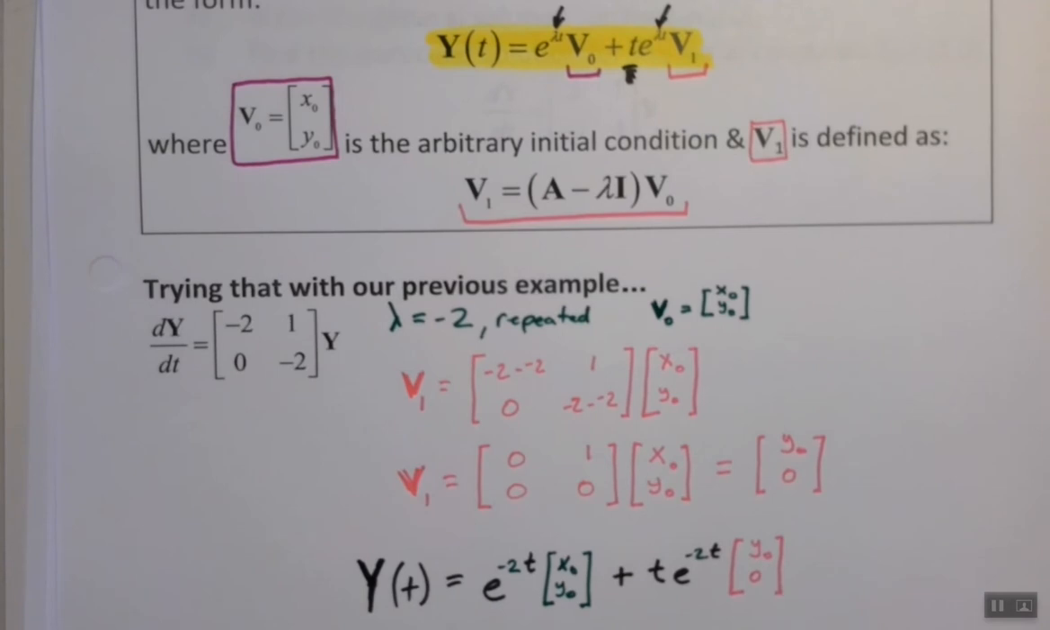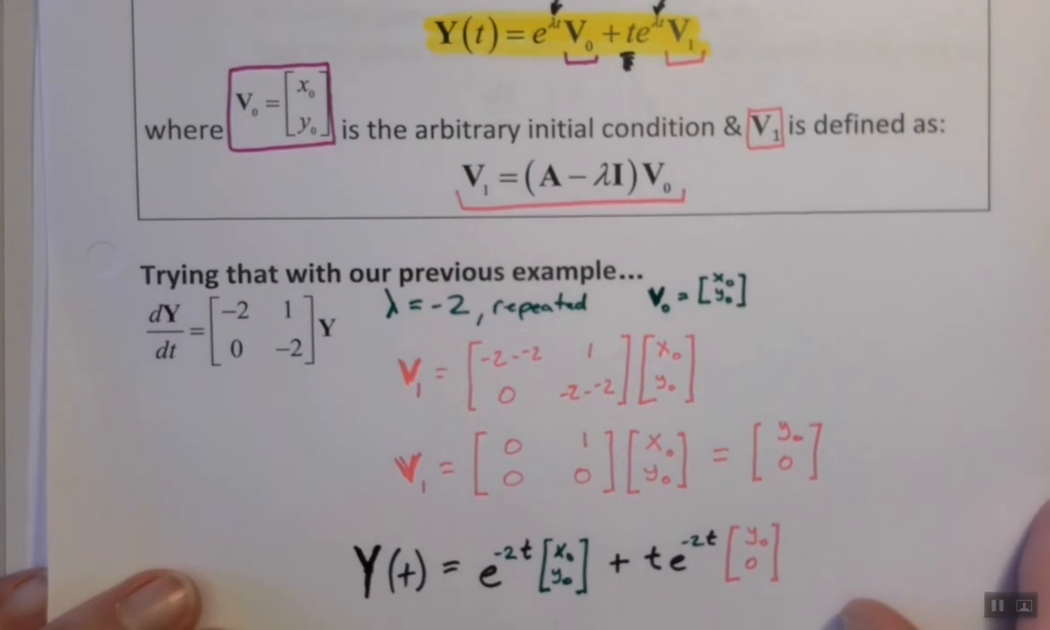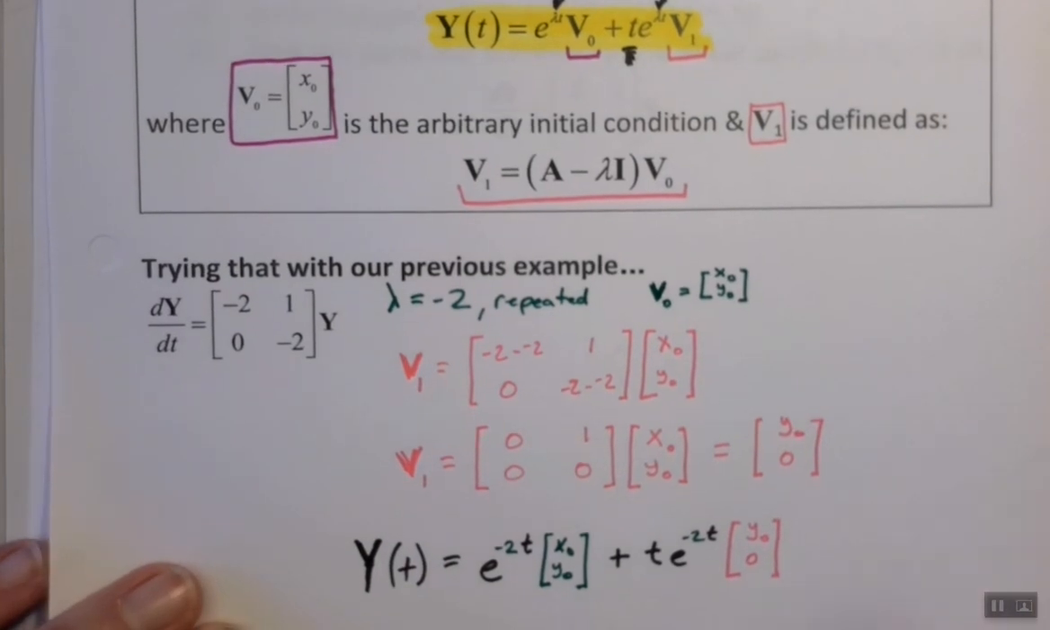So when you run into a repeated eigenvalue situation, they're actually the simplest of all the possibilities, because all you have to do is find out the eigenvalue, find out that it's repeated, and then use the formula, what we call the ballad. Use the ballad, and you're all done.